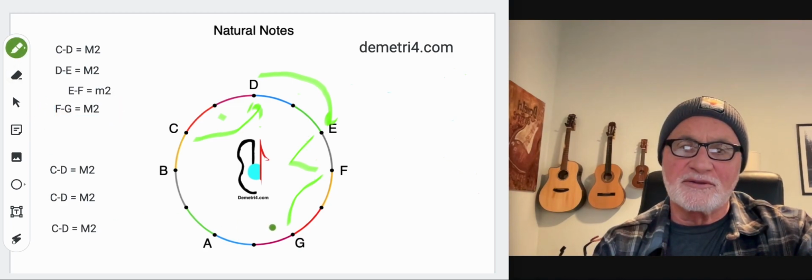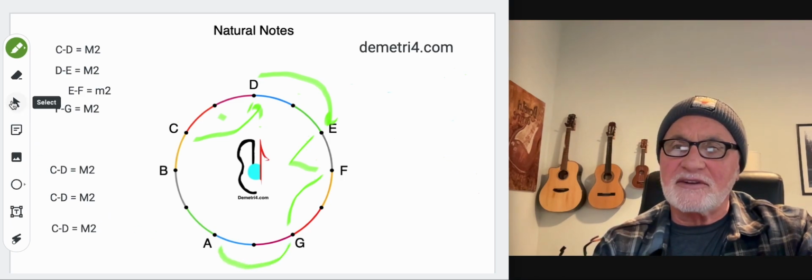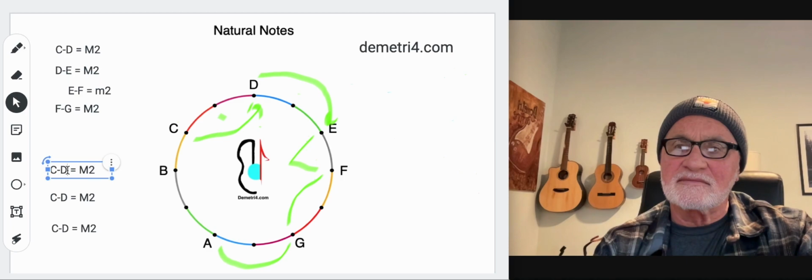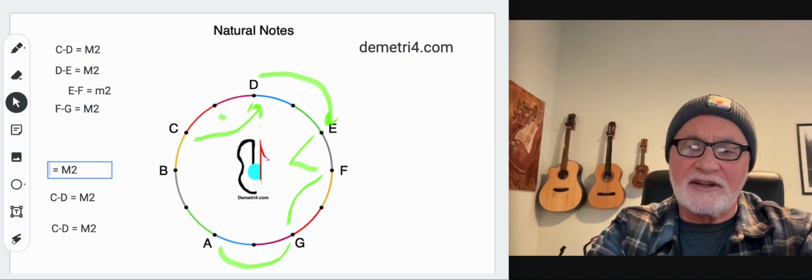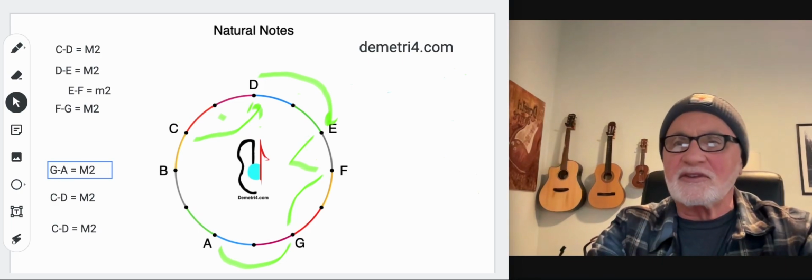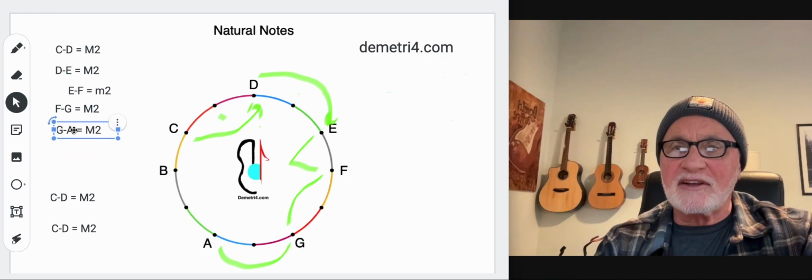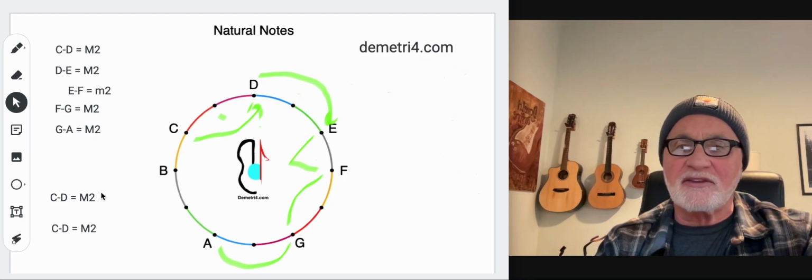We go to G and A. You guys are getting the idea. 2 dots, whole step. Remember, a whole step is a major second interval. And they're second intervals because when we're counting the outside circle, 1, 2. So all of these are second intervals.